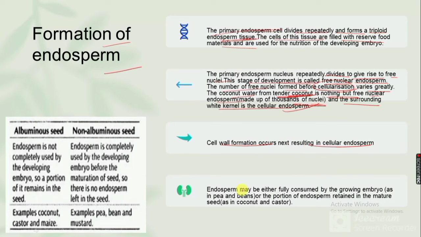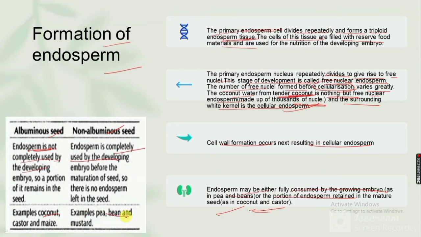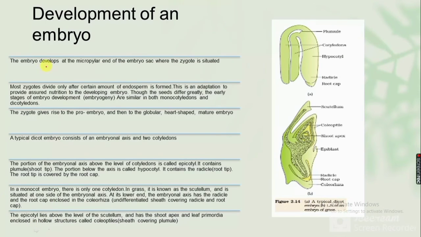Cell wall formation occurs next, and endosperm may be either fully consumed, as in pea or beans, or a portion of endosperm remains in the matured seed, as in coconut and castor. You can see the difference between albuminous and non-albuminous seeds. In albuminous seeds, endosperm is not completely used by the developing embryo, and in non-albuminous seeds, endosperm is completely used. Examples of albuminous seeds are coconut, castor, and maize, and of non-albuminous are pea, bean, and mustard.